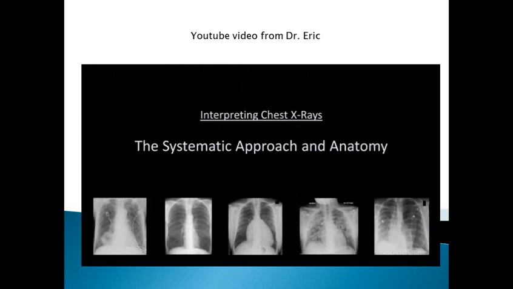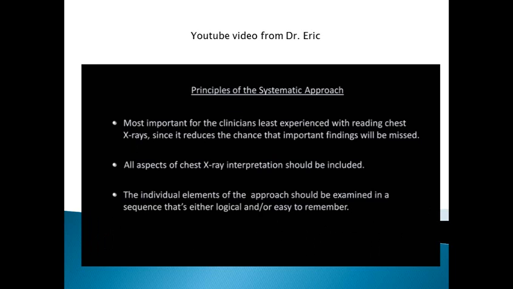Before just presenting a systematic approach, I first wanted to mention a couple of important principles about it. A systematic approach is most important for the clinicians least experienced with reading chest x-rays, since it reduces the chance that important findings will be missed. All aspects of chest x-ray interpretation should be included. The individual elements of the approach should be examined in a sequence that's logical and/or easy to remember. And there is no one best system, though all should begin with an assessment of the film's technical quality.